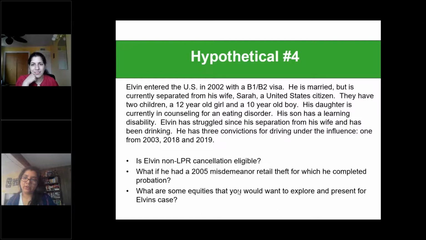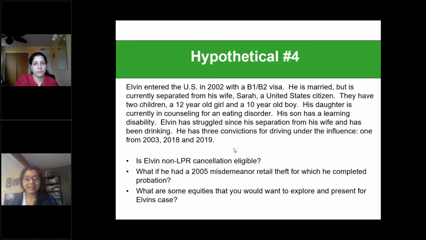What equities would you want to think about? So he still has those DUIs, what as advocates would we need to beef up in his case? Rehabilitation efforts, exactly. Exactly, Jean. The kind of services that kids would need may be difficult to receive in their home country or hard to pay for if he is gone. Exactly, his important role in parenting children. Yep, focusing on rehabilitation. What steps has he taken?